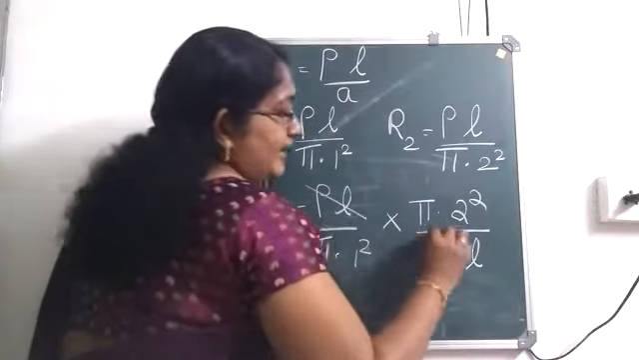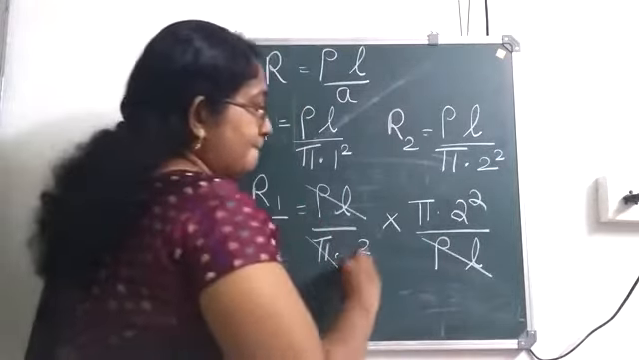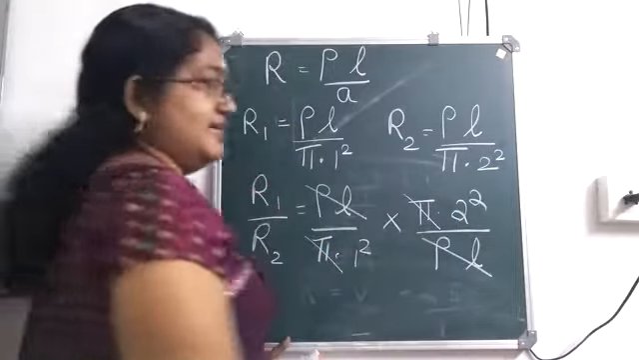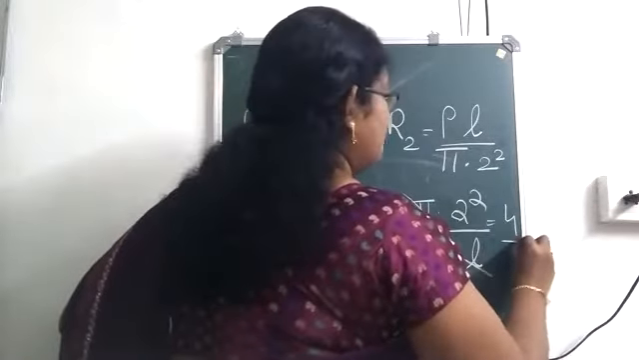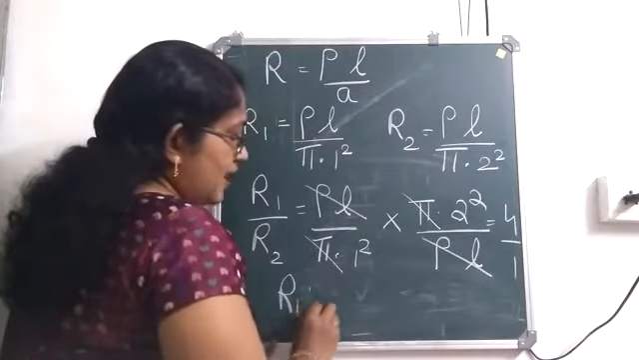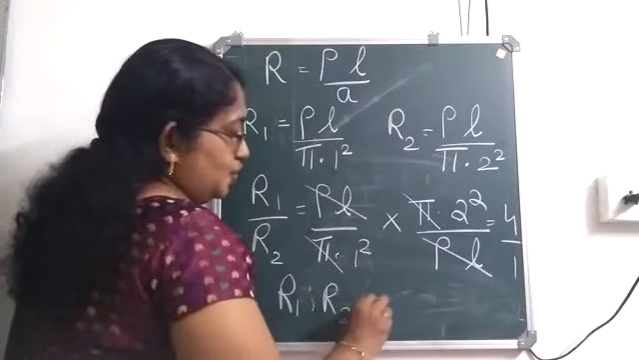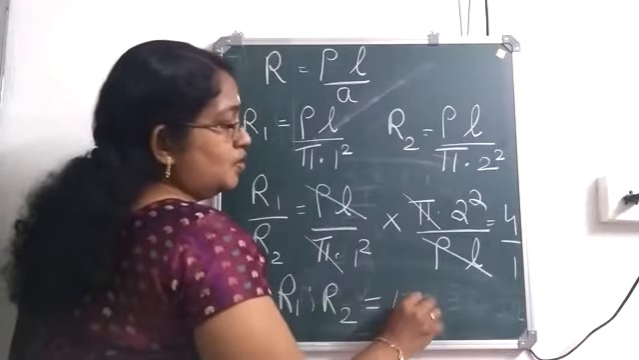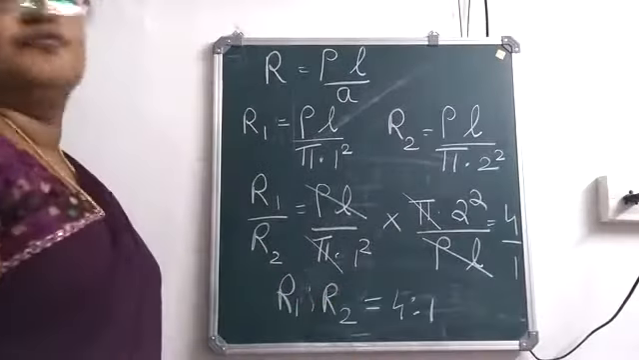Now rho L and rho L gets cancelled. Pi and pi gets cancelled. So how much you are getting? 4. Here it is 1. So what about the ratio? R1 is to R2 is equal to 4 is to 1.